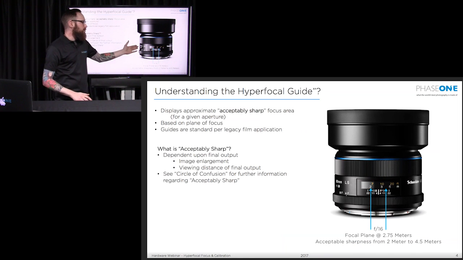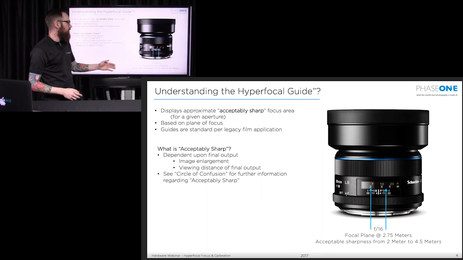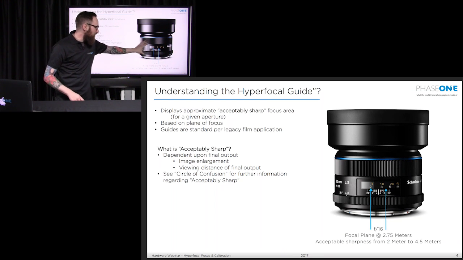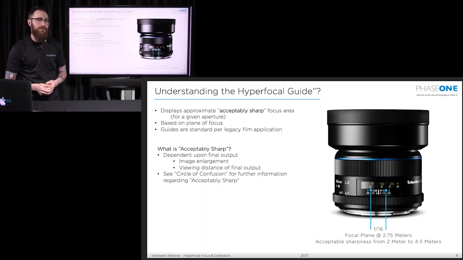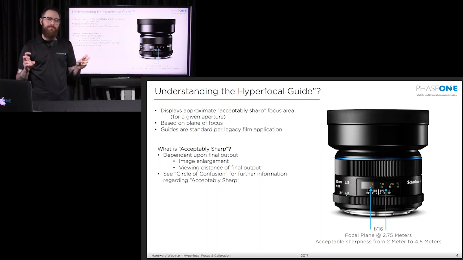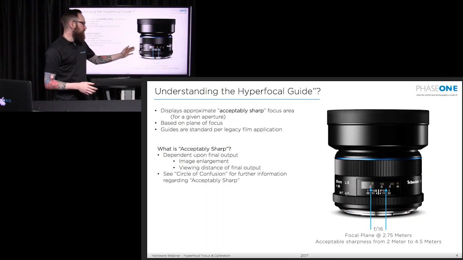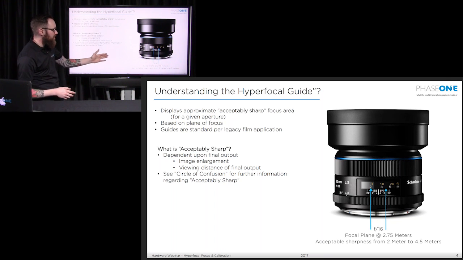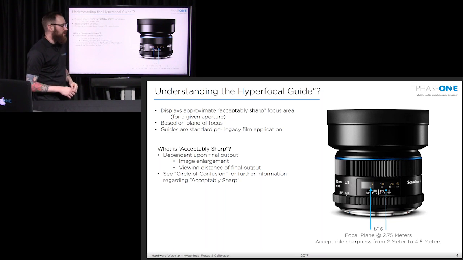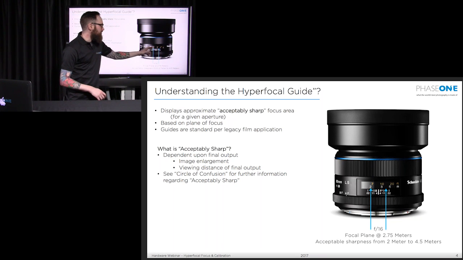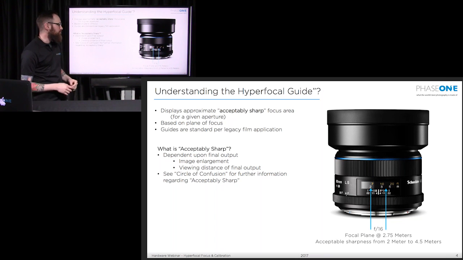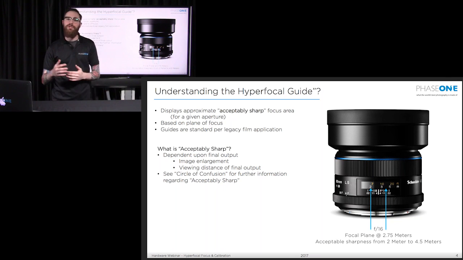So, for starters, just so everyone knows what I'm talking about, you've all seen this little diagram here. This is your hyperfocal focus guide that's on all the lenses. It's been on all the lenses for a very long time. What this guide is illustrating is the acceptably sharp range of your depth of field for a given aperture. In this particular example, this is the stock 80mm blue ring lens. It shows that at an aperture of f16, you would expect to find sharpness between 2 meters and 4.5 meters in distance when you're focused at 2.75 meters.